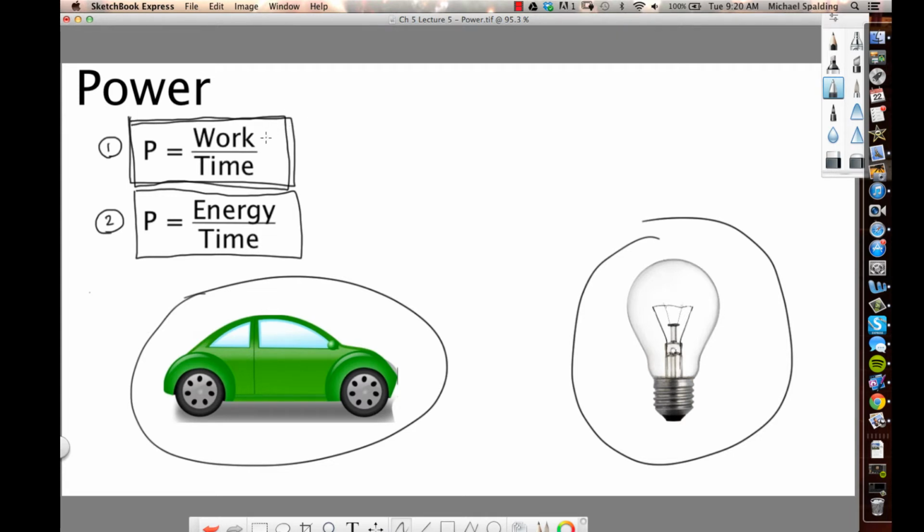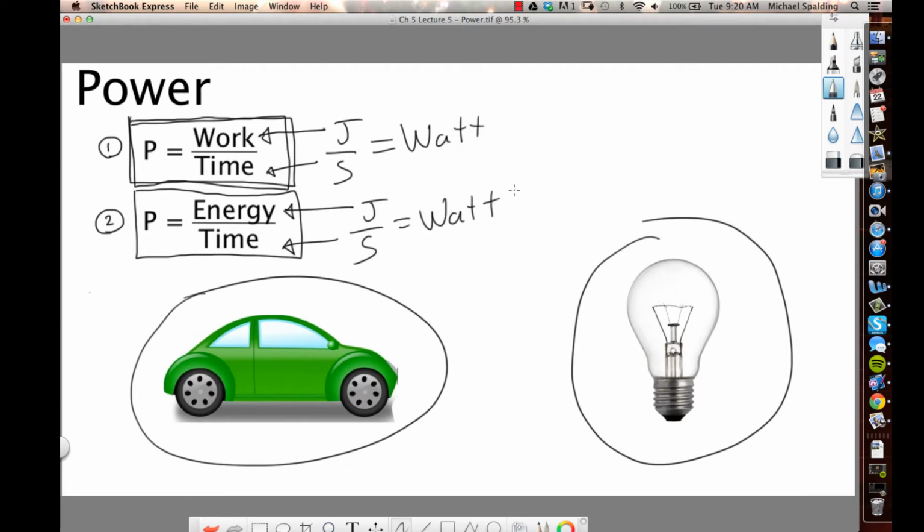But either way, what's the unit we use for work? Joule. Time is measured in seconds. What's the unit we use for energy? Joule. What's for time? Second. So either way, you get joule per second, and every single person in this room has heard of the name for this. A joule per second is referred to as a watt. A joule per second is a watt.